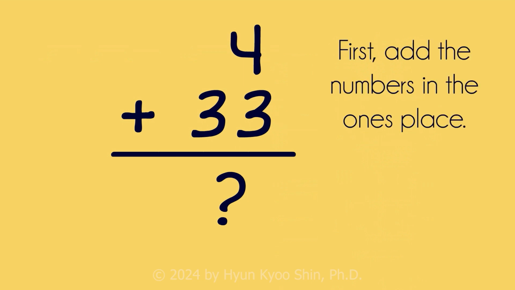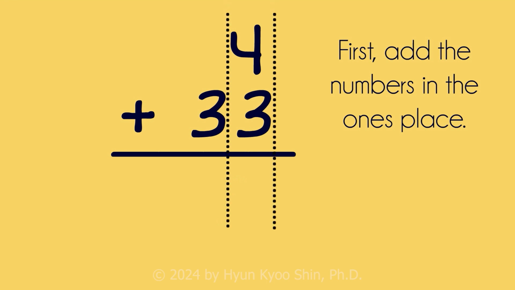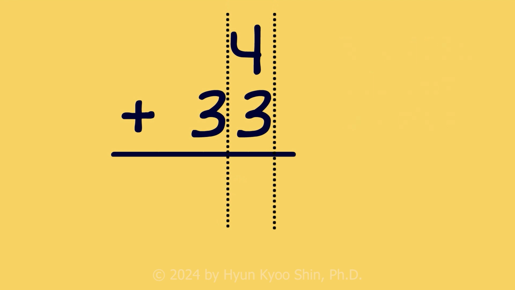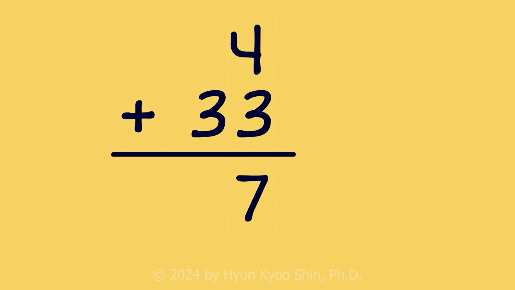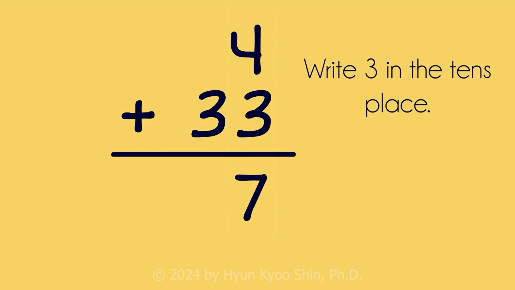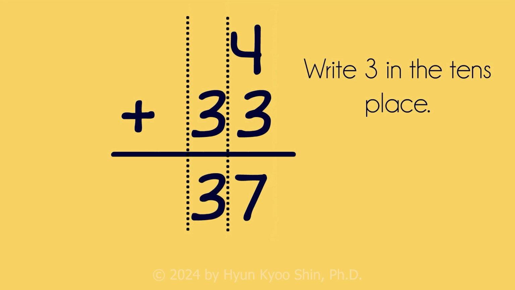First, add the numbers in the ones place. 4 and 3 are in the ones place. Let's add 4 plus 3 is equal to 7. Only 3 is in the tens place, so write 3 in the tens place. The answer is 37.